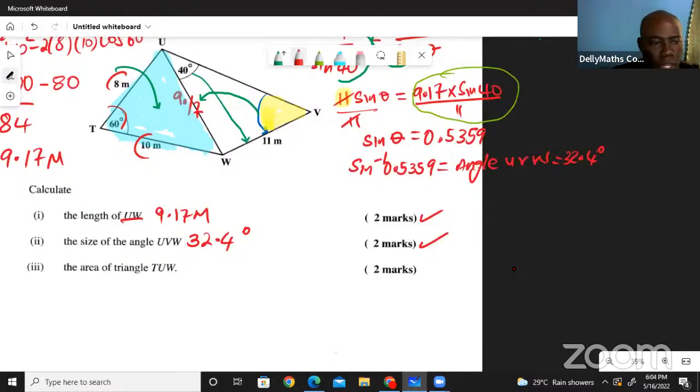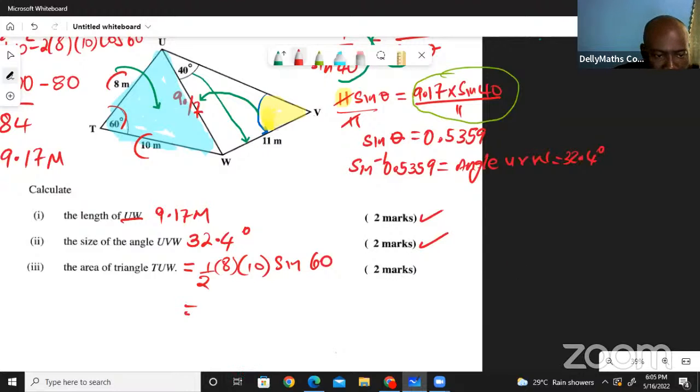So the area is going to be half times 8 times 10 times the sine of the angle that is there. In trigonometry, there is a way to find the area of triangles if there is an angle between 2 known sides. So we're talking about a half times 8 times 10, that's 40, times the sine of 60.